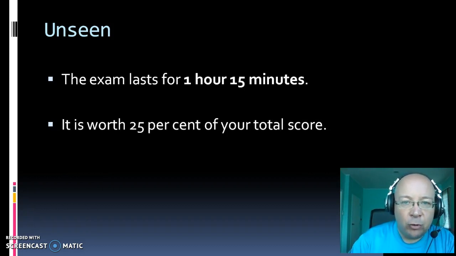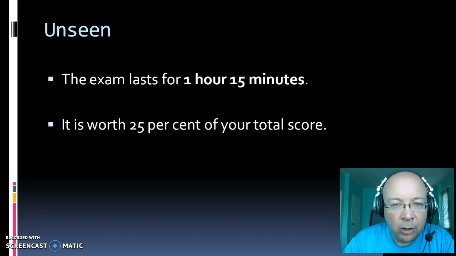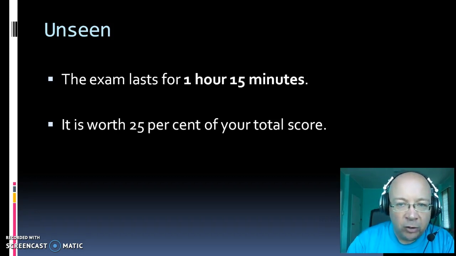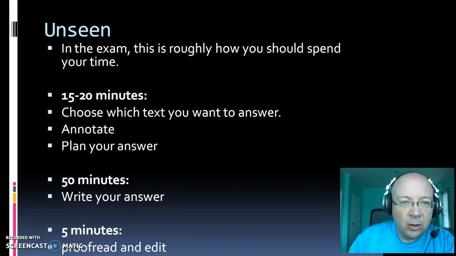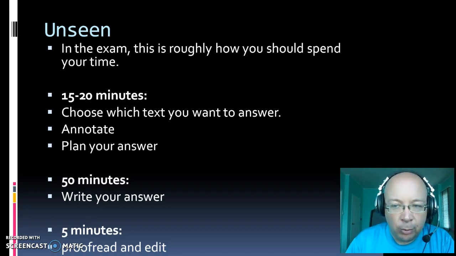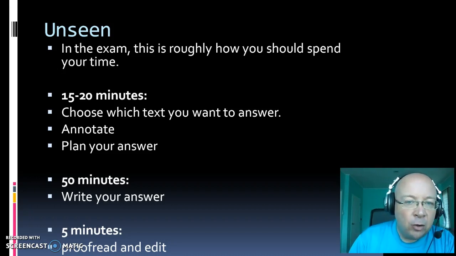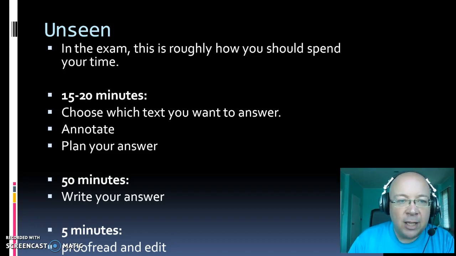The exam itself is 1 hour 15 minutes, not super long, and it's worth 25% of your total score for world literature. So in the exam, this is a rough breakdown of how much time you should spend on each section. I would suggest the first 15 or 20 minutes you choose whether it's going to be prose or poetry that you will do. You then spend time reading the text carefully, annotating, thinking about it, looking at the guiding questions, and basically planning your answer.